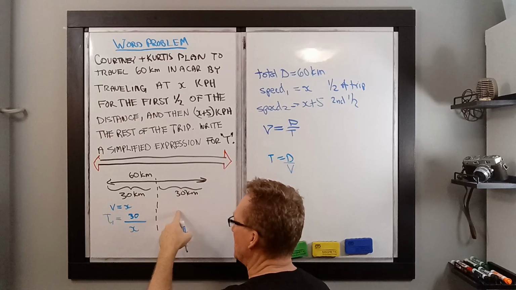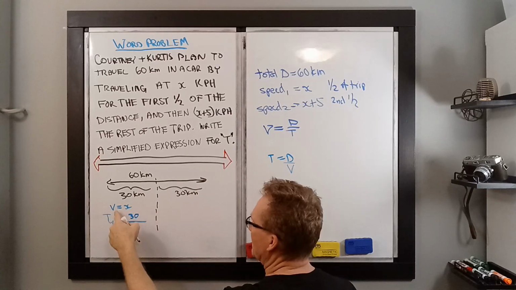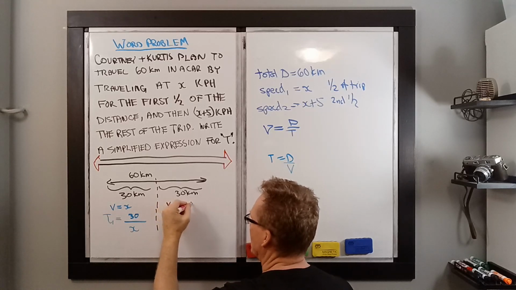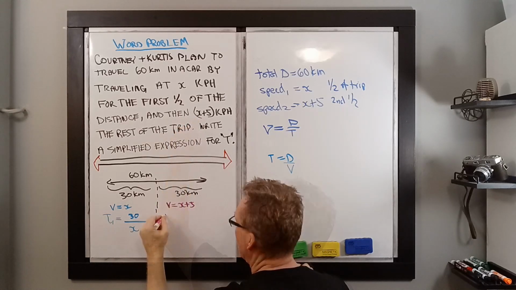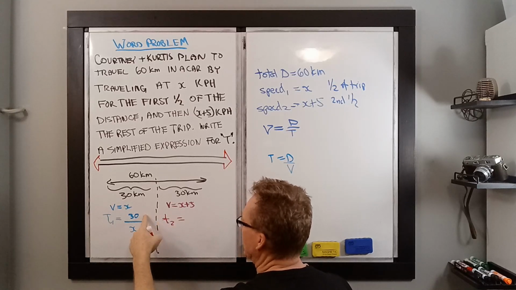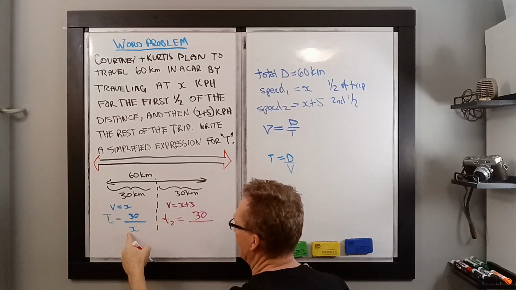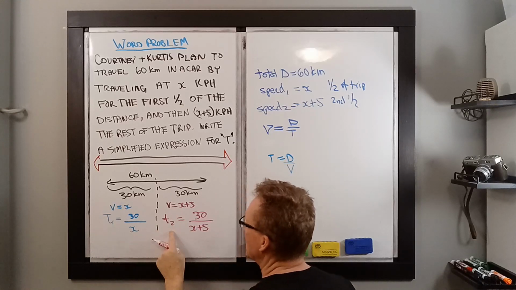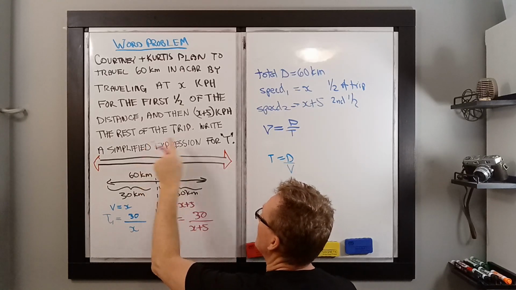I'm going to change colors here, and I'll do the same thing over here. Here we have a different speed. Velocity is x plus 5. That's given to us right here. So the time 2, the second time, is going to be equal to what? We still have the same distance, 30, but now we have a new speed, x plus 5. Now we have two different times. We want the total time simplified.